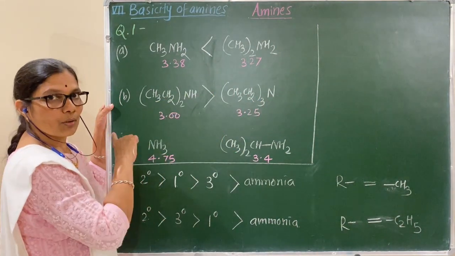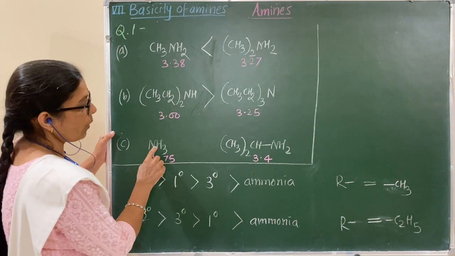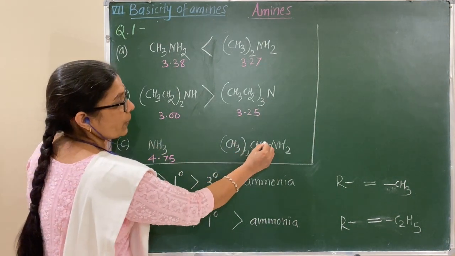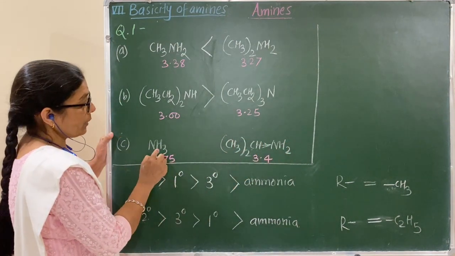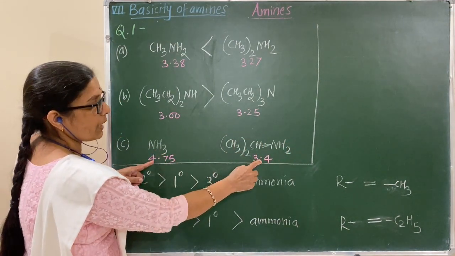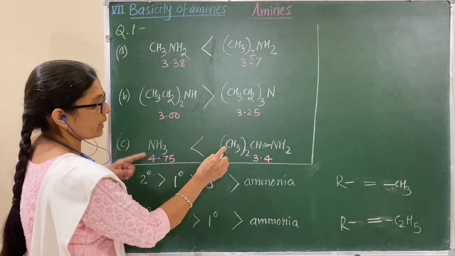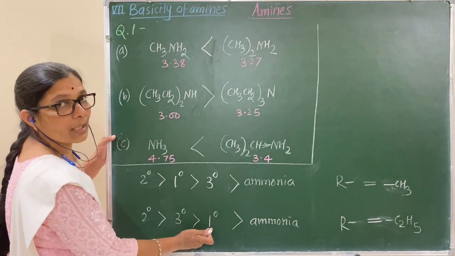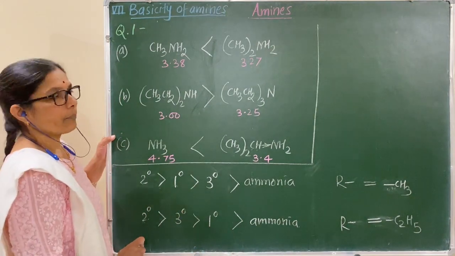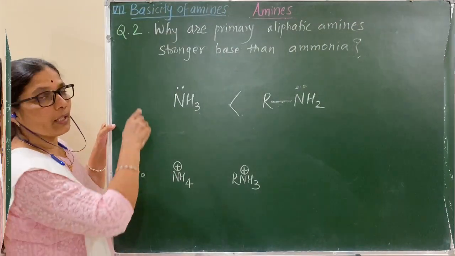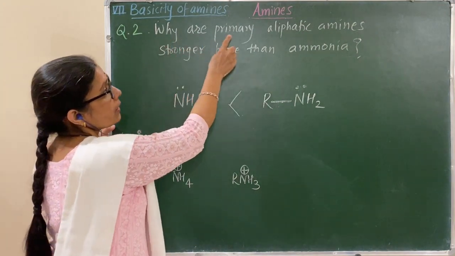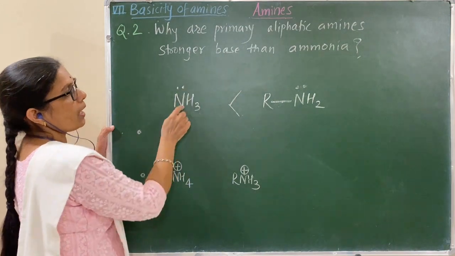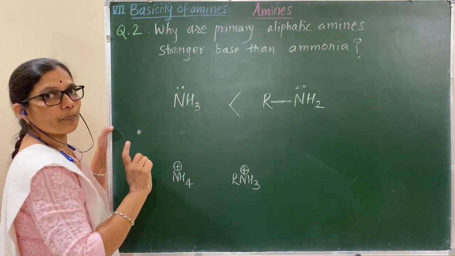Secondary is strongest. Okay, now ammonia and primary amine. Okay, the primary has an alkyl group, right? Okay, and you know that looking at the pKb value, the smaller one is stronger, so ours is strongest and ammonia is weakest, so the primary is stronger. Okay, next question: why are primary aliphatic amines stronger bases than ammonia? That is the question. Now the answer.